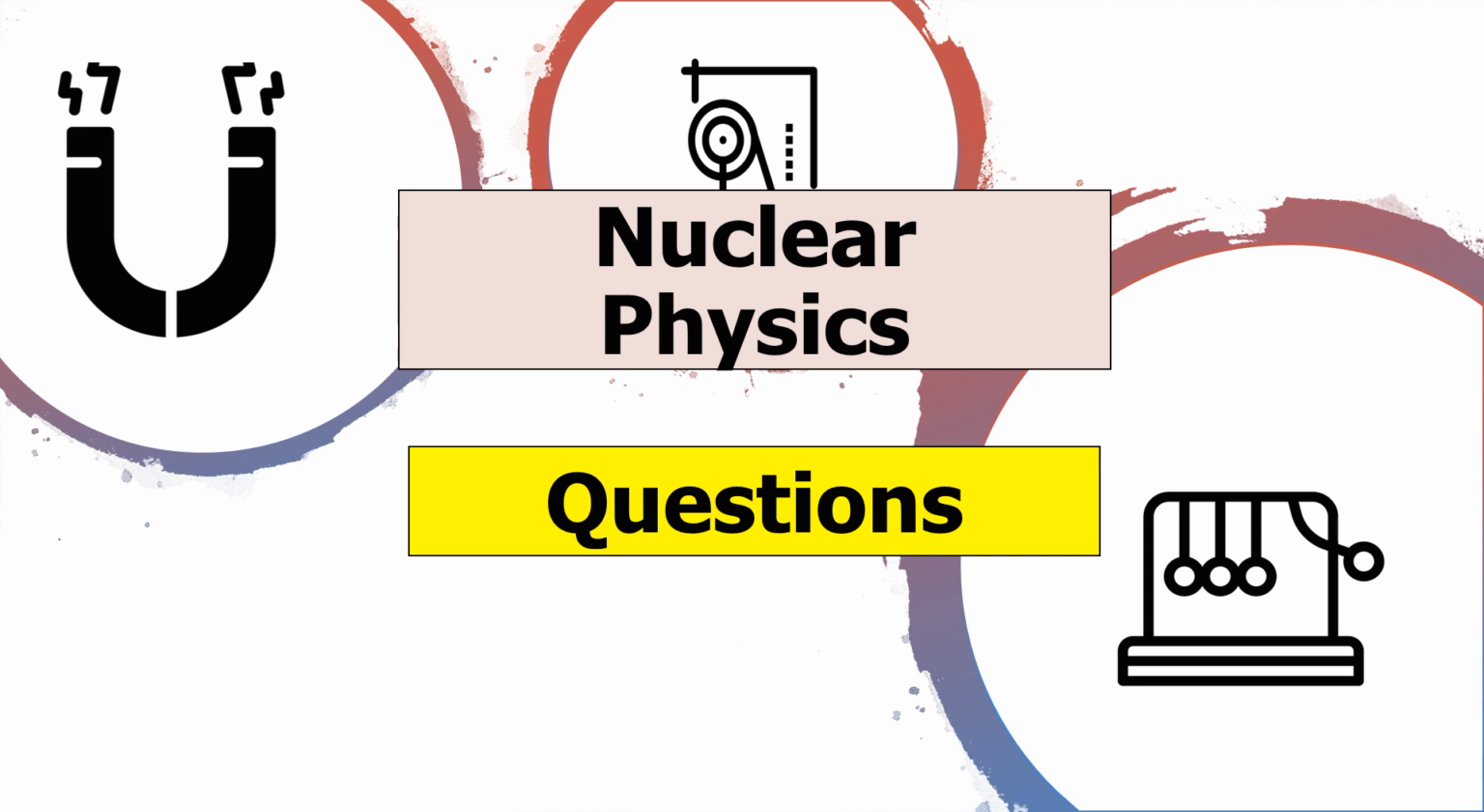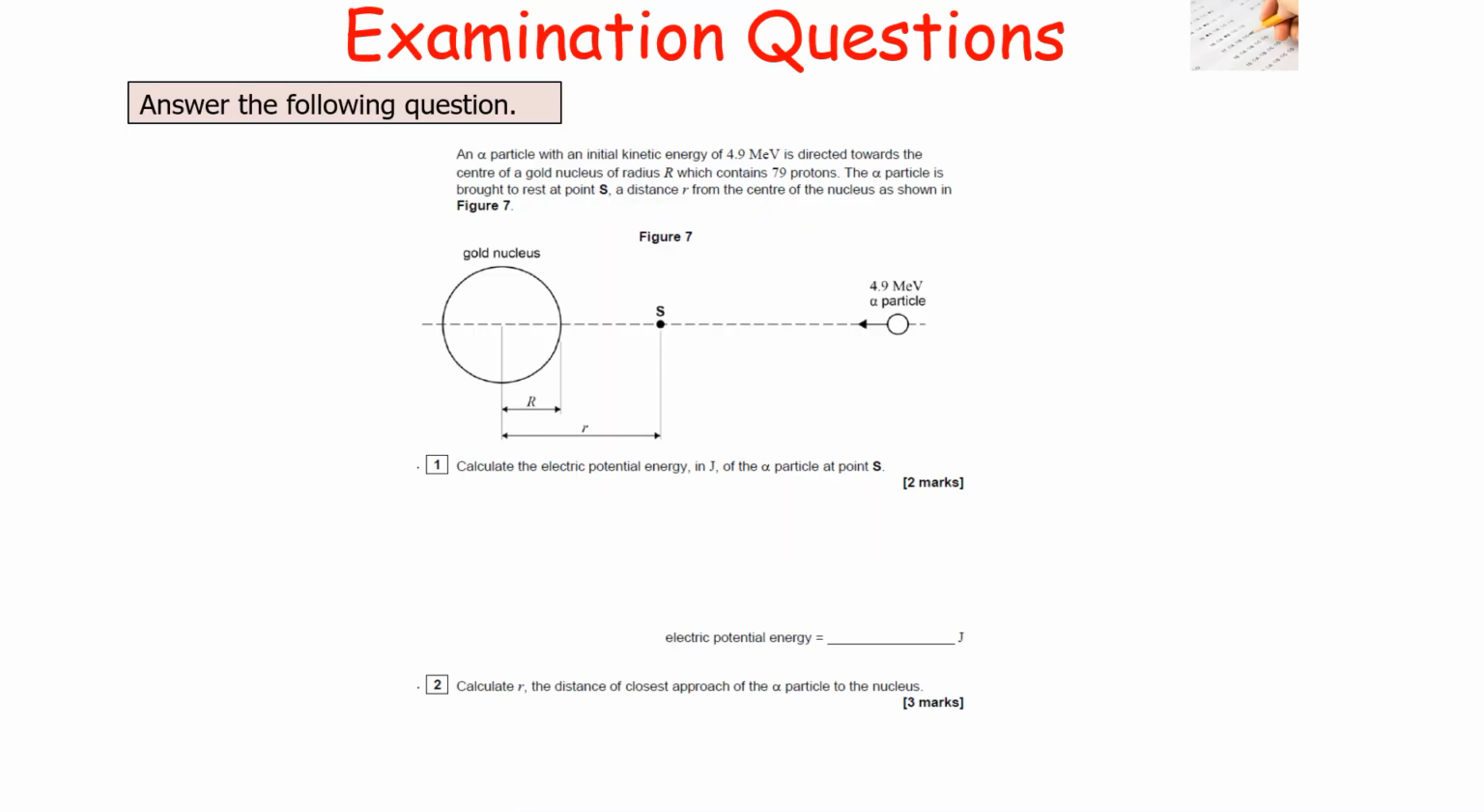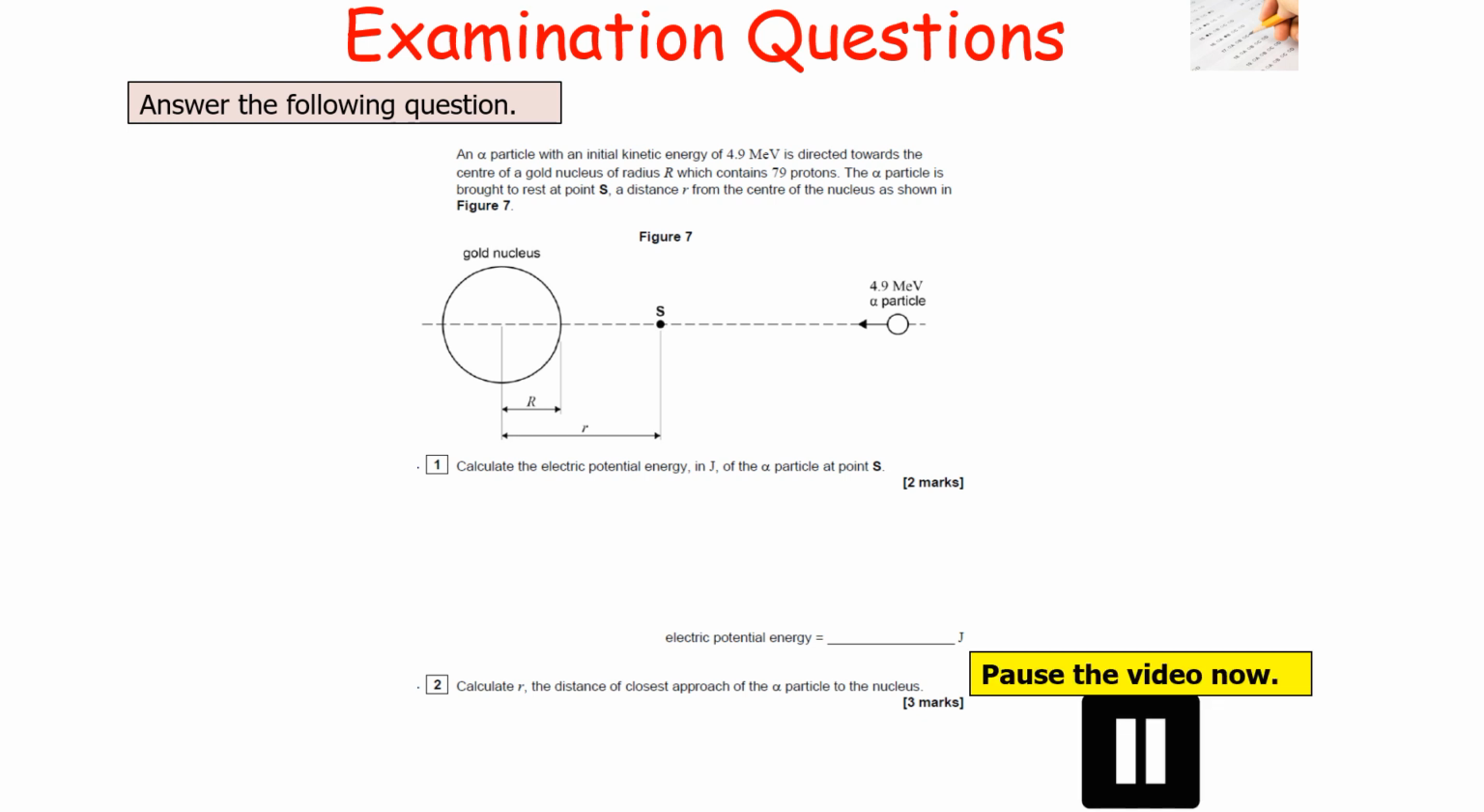Let's now have a look at some questions to do with nuclear physics. The first question says an alpha particle with a kinetic energy of 4.9 MeV is directed towards the center of a gold nucleus of radius r, which contains 79 protons. The alpha particle is brought to rest at point S, a distance r from the center of the nucleus as shown. Firstly, calculate the electrical potential energy in joules of the alpha particle at point S, and secondly, calculate the distance of closest approach of the alpha particle to the nucleus.